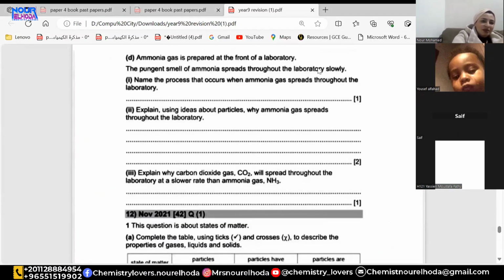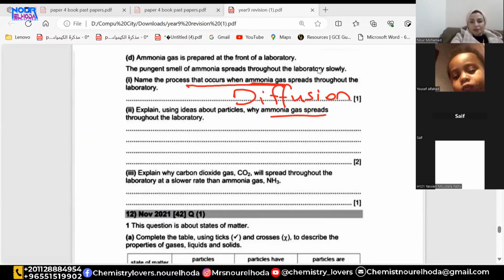Okay. I will. Here, name the process by which ammonia will spread. Of course, for sure this is diffusion. For the ammonia to diffuse, this is diffusion. Now, why does ammonia spread throughout the lab? If I'm going to spray, do you remember the day that I showed you the ammonia, you smelled the ammonia? The ammonia had a very bad smell. They call it a pungent smell. Or even any other perfume. If I put perfume in the whole room, it will spread.